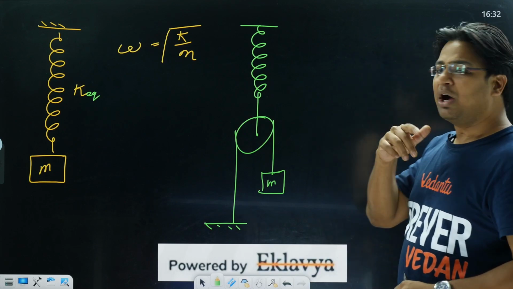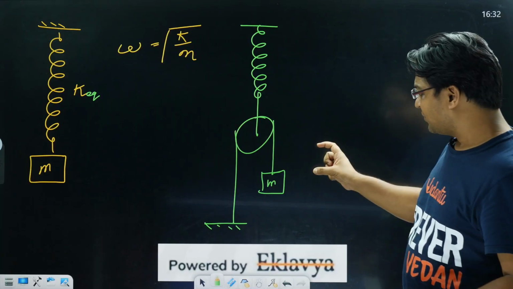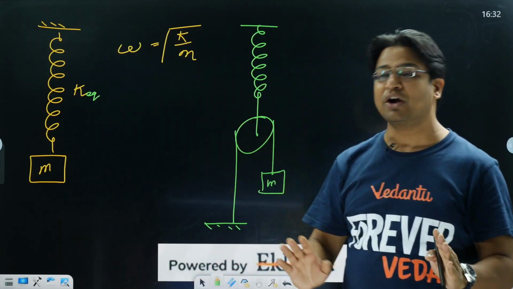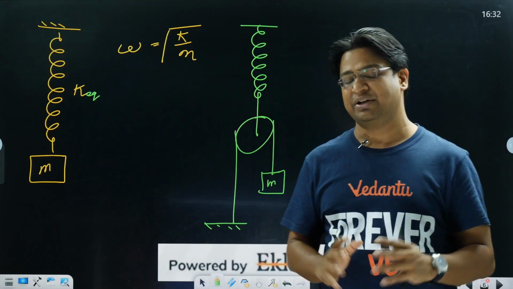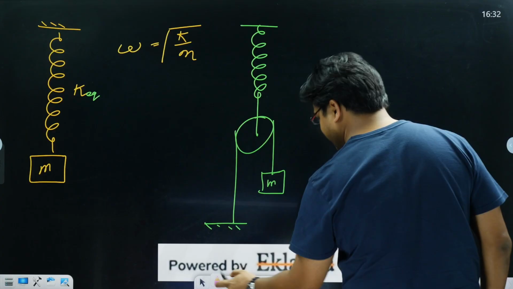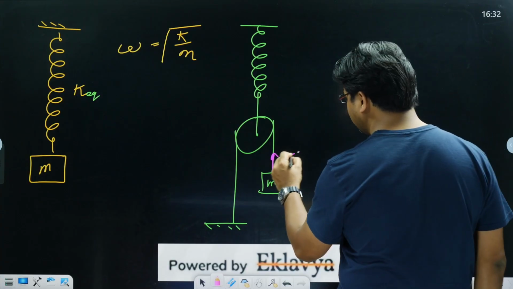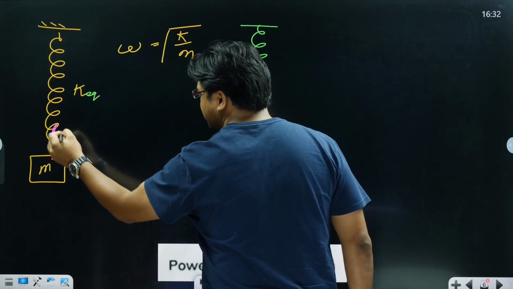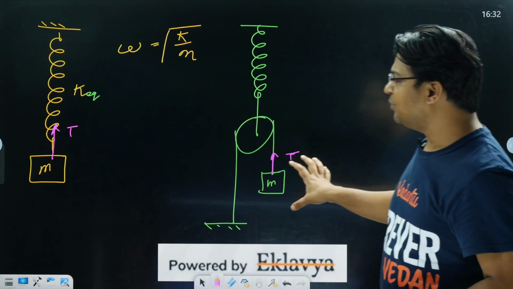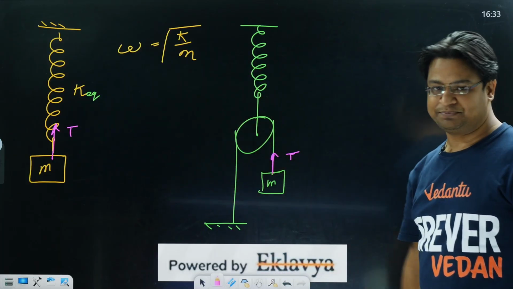How will I begin, or what can I start thinking? If these two systems are equivalent, the block should never know that. For the block, every experience should remain the same. In other words, at any point in time, if the block is experiencing some force which we can name as T, then even that block should experience the same force T at the same time. So at any point in time, the force on the two blocks should be the same if they are identical.